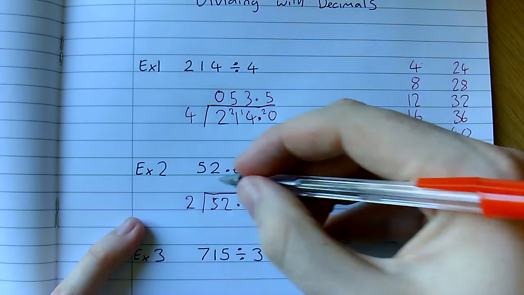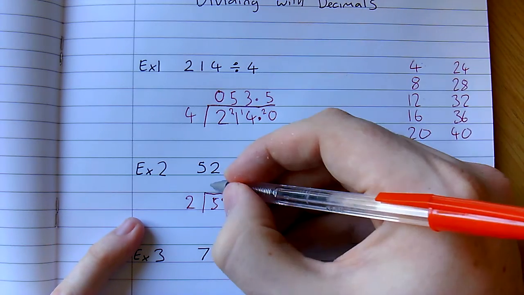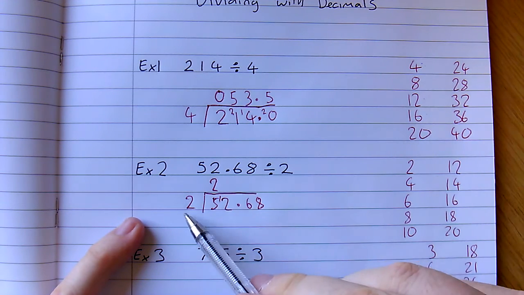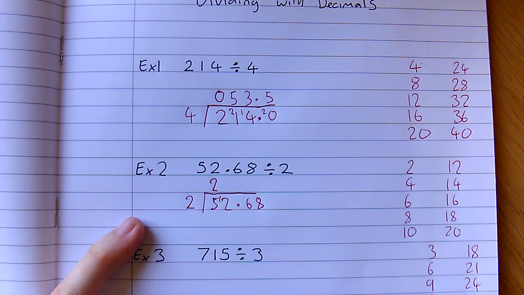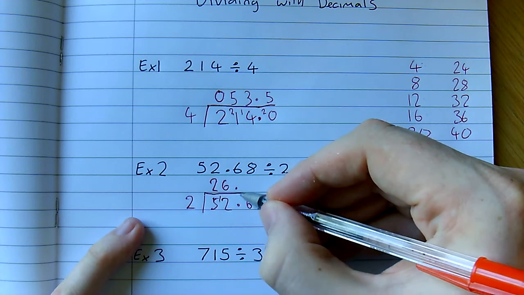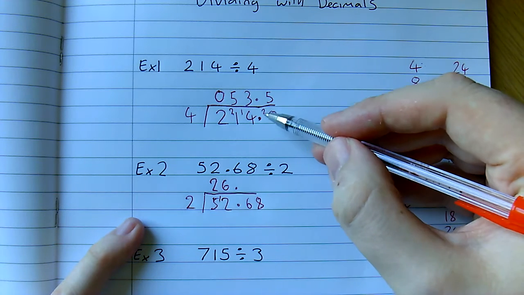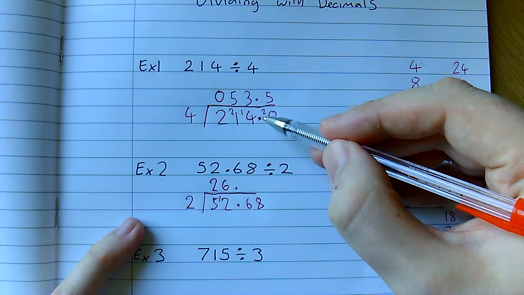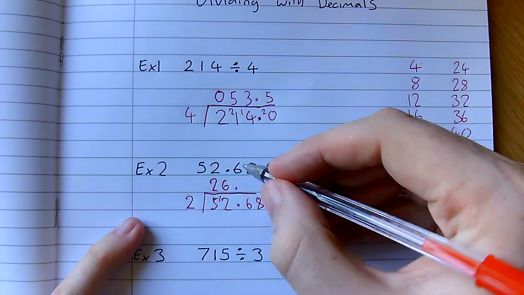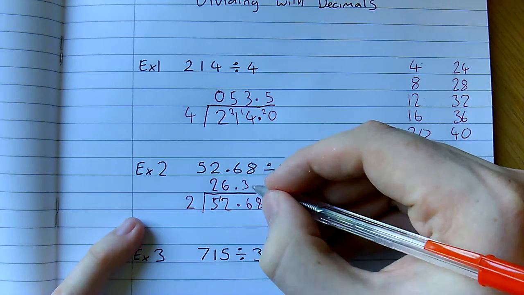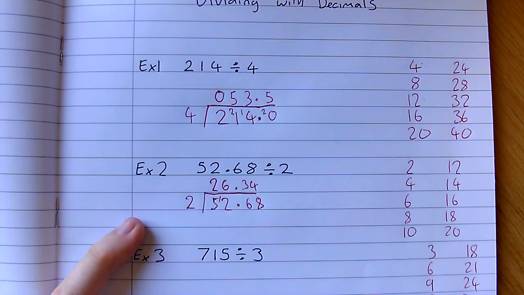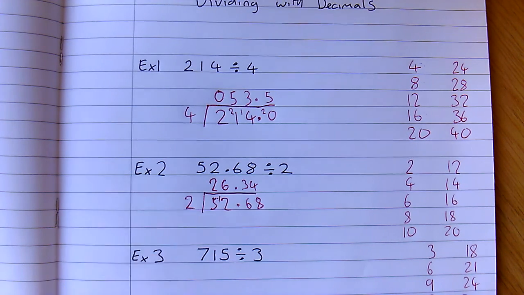So 2 goes into 5 twice with 1 left over, so I carry a 1. 2 goes into 12 comfortably 6 times, so 6 is going to go there. Obviously always make sure my decimal points line up. Even here, if I have to add a decimal point, they have to be in the same position, otherwise it doesn't work. 2 goes into 6 3 times, and 2 goes into 8 4 times, so it's got a comfortable answer there of 26.34.